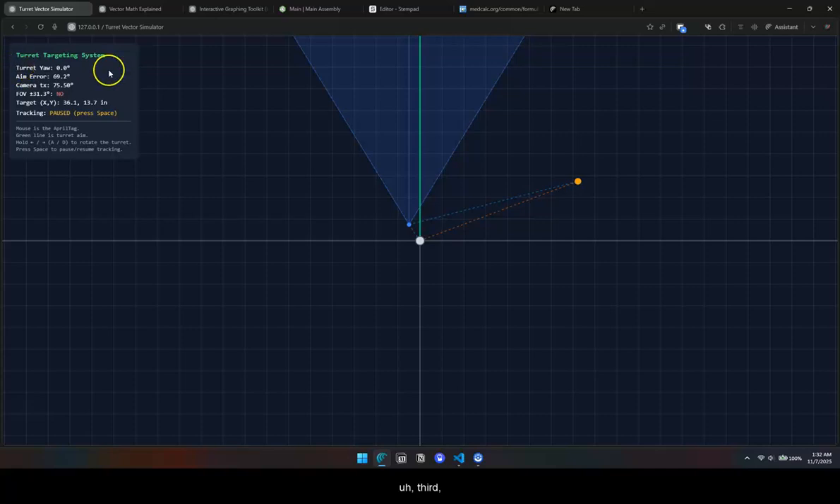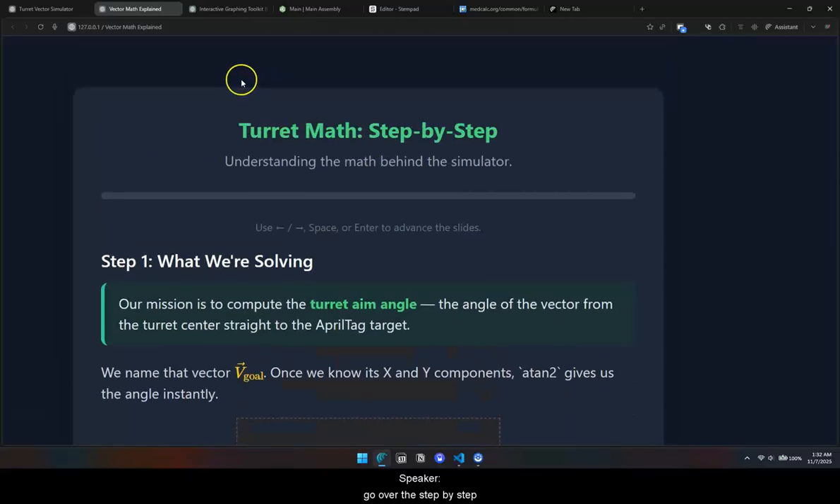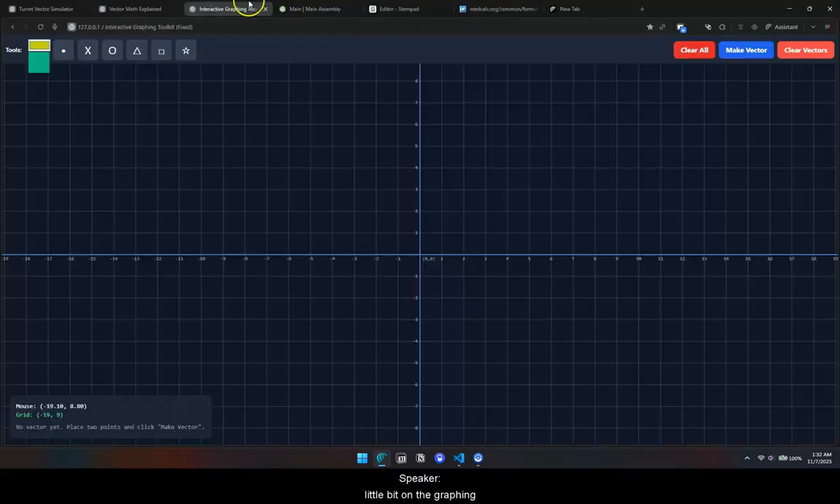And turret yaw is basically, this is 0 degrees, and the range is from 180 to negative 180. That's the actual degree that our turret is currently facing. Right now it's 0, perfect. I also want to later go over the step-by-step explanation, and show a little bit of the graphing toolkit.